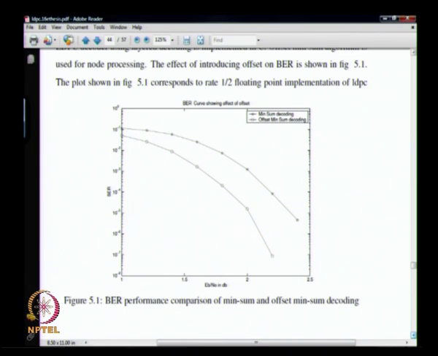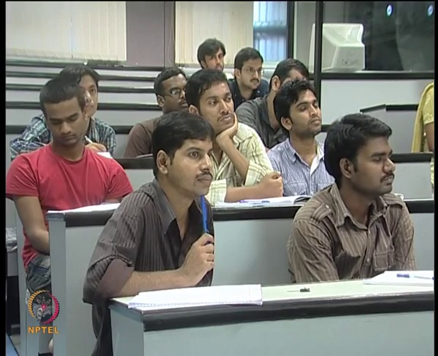There are two comparisons here, one is min-sum and another is offset min-sum. Offset min-sum is slightly better, and you can see about 2 dB you are getting 10 power minus 6 for rate half, which is roughly what the turbo code also did. So if you look at rate half, turbo code and LDPC are roughly the same in terms of performance, and in fact for rate 1/3 you will never have an LDPC code, it just becomes very inefficient at that point. It's better to do turbo if you want to do rate 1/3.